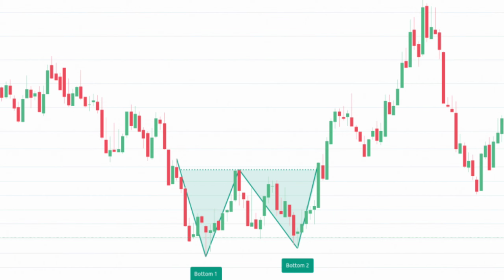Identify the breakout point. The breakout point is the level at which the price breaks above the peak formed between the two bottoms, confirming the pattern. Once the breakout occurs, note the price level at which it happens.